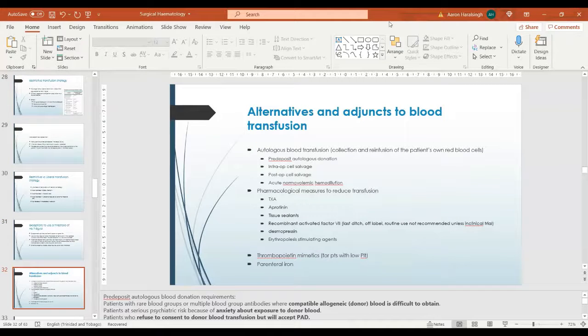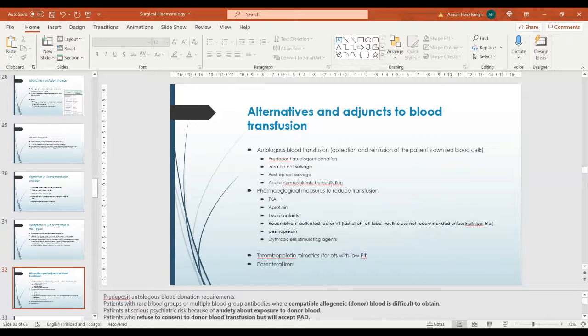There are a few adjuncts and alternatives to blood transfusions. So one of them is called the pre-deposit. So there's autologous blood transfusion. There are pharmacological methods. There are thrombopoietin mimetics, and there's parenteral iron. So for the autologous blood transfusions, there's something called pre-deposit autologous donation. Then there's intraoperative cell salvage and postoperative cell salvage, and then there's acute normovolemic hemodilution.